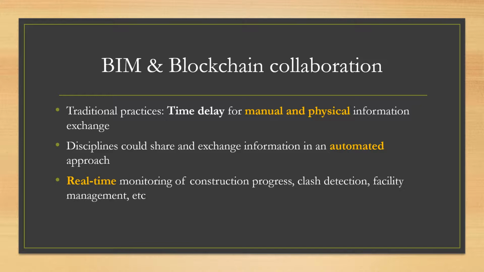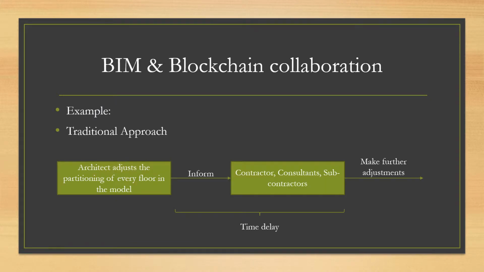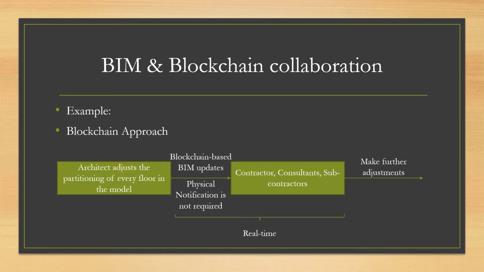With the use of blockchain in BIM, disciplines could exchange the necessary information through an automated system, which provides real-time and effective monitoring of the construction progress and data exchange among the project teams. For example, in the traditional approach, when architects make adjustments to the partitioning in the model, it has to involve other disciplines by emailing or other methods, which takes time and may affect the work schedule. In the case of the blockchain approach, the BIM model of every discipline will be automatically updated in real time when architects make changes to the model, which does not cause any time delay for the information exchange process.